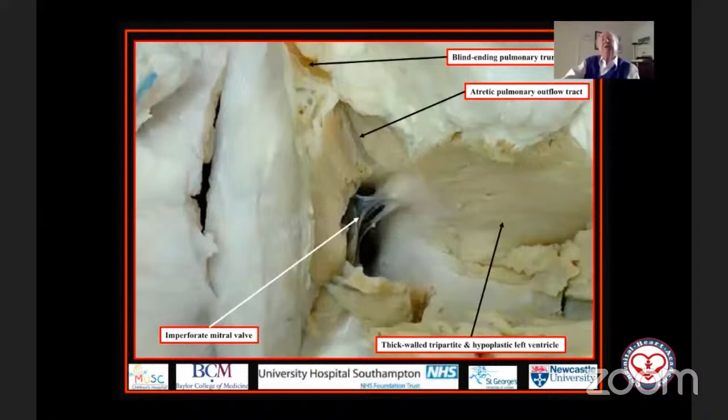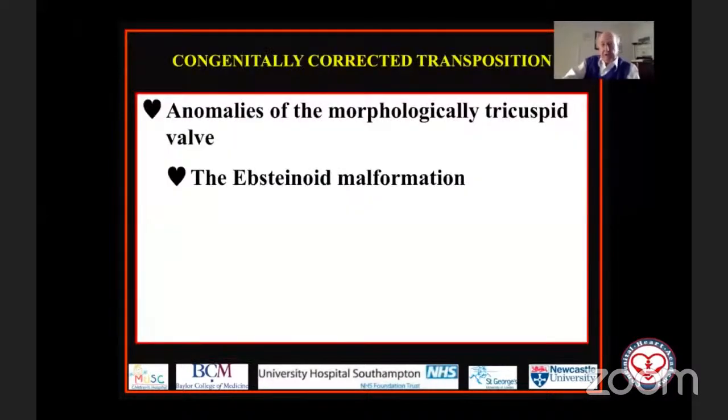Again, in this instance, the pulmonary arterial supply was through a persistently patent arterial duct, and it is exceedingly rare. Indeed, I have never seen cases of congenitally corrected transposition with pulmonary atresia where the pulmonary arterial supply is through systemic to pulmonary collateral arteries. So that is the second of our trilogy of malformations. The third one is anomalies of the morphologically tricuspid valve.